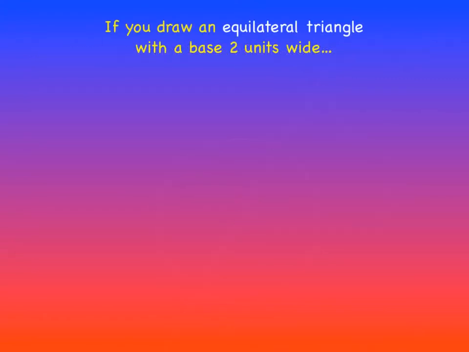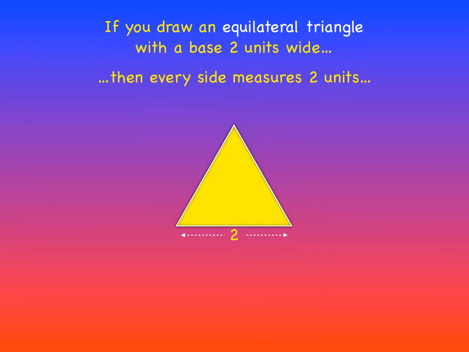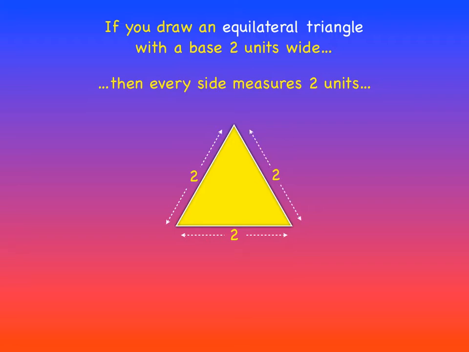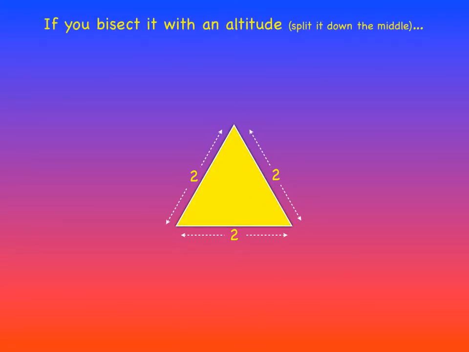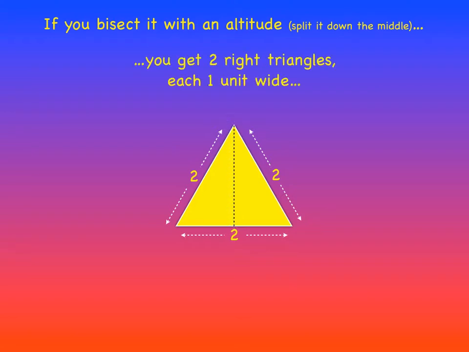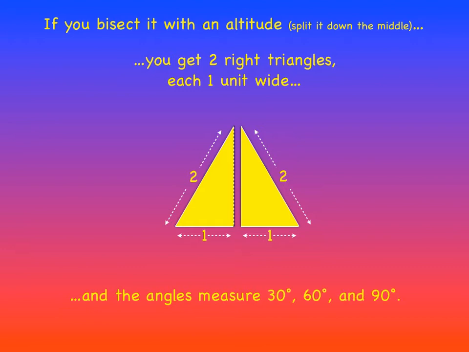If you draw an equilateral triangle with a base 2 units wide, then every side measures 2 units, of course, and all the angles measure 60 degrees. Now, if you bisect this with an altitude, you get 2 right triangles, each 1 unit wide. And the angles now measure 30, 60, and 90 degrees.